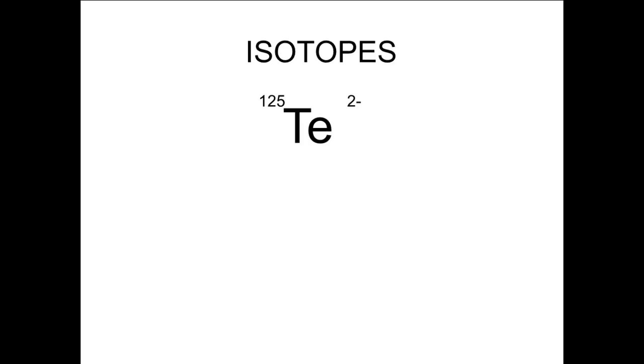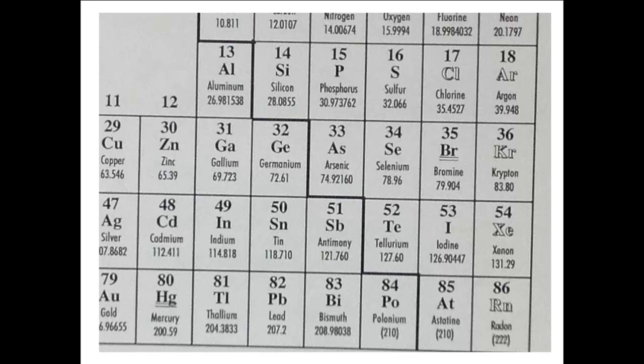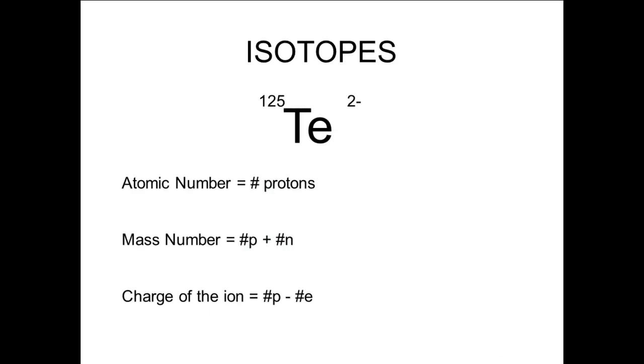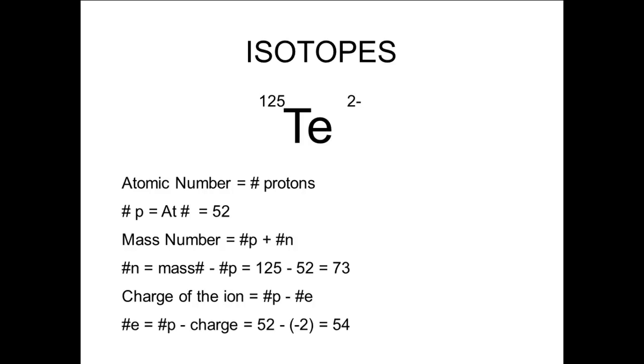For tellurium-125, 2 minus, no atomic number is given here. However, we can find the atomic number from the periodic table. The atomic number of an element is shown in the box for the element. In this case, tellurium, symbol Te. The atomic number is the whole number in the box. In this case, 52. Now back to tellurium. The atomic number is 52, which means we have 52 protons. The number of neutrons is 125 minus 52, or 73 neutrons. And the number of electrons is 52 minus negative 2, or 54 electrons.